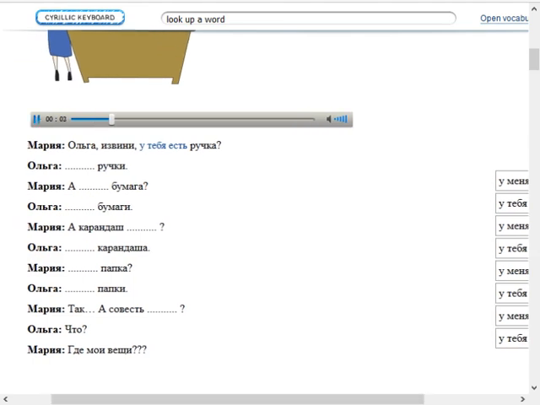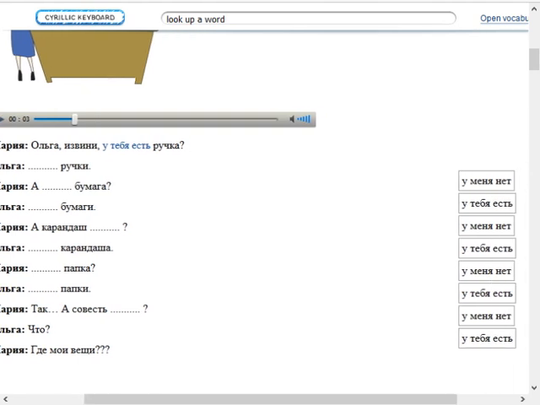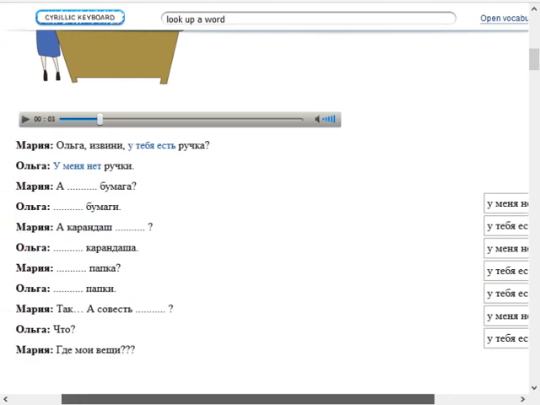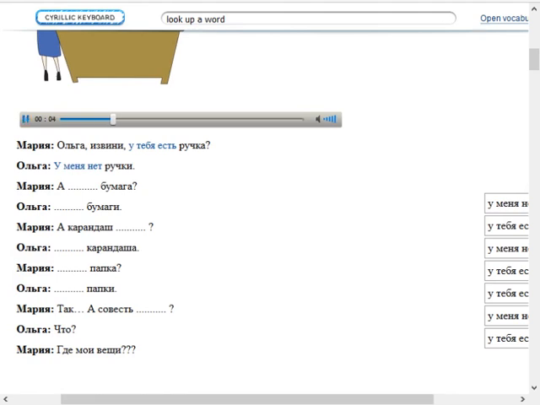У меня нет ручки. So here we go. Notice the difference in the form of the noun here. Here's ручка and here's ручки. Actually, I think that might be... Is that singular and plural? That might be singular and plural. Okay, let's move on. А у тебя есть бумага?